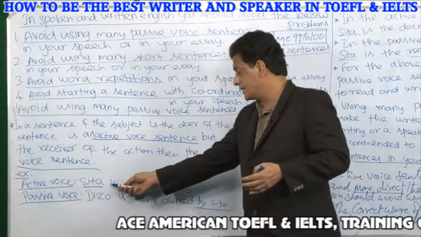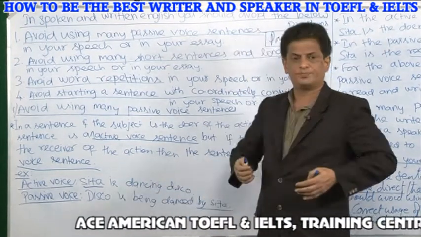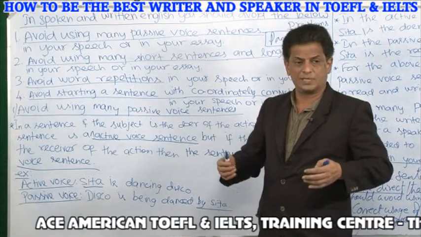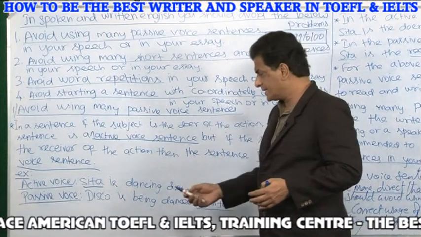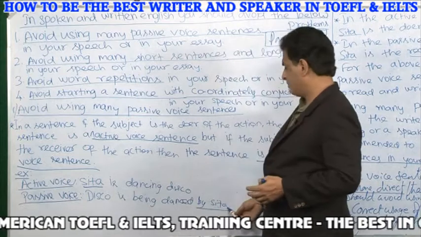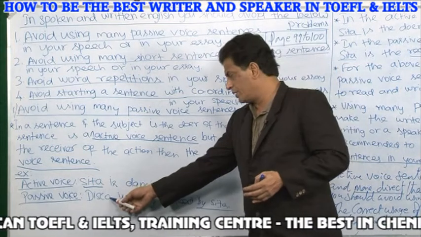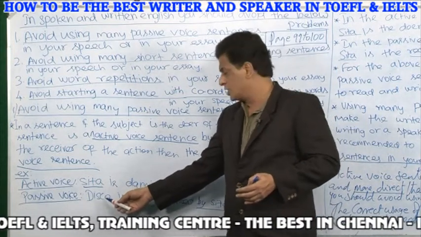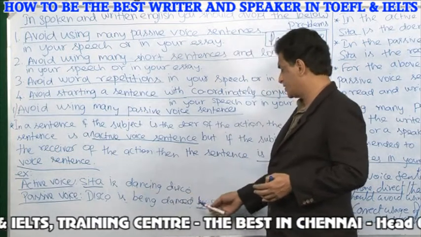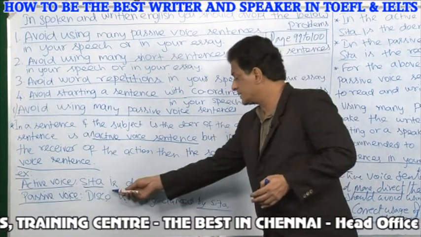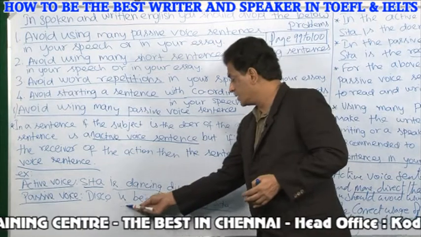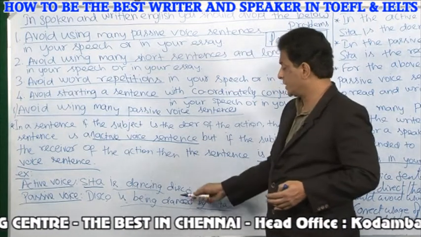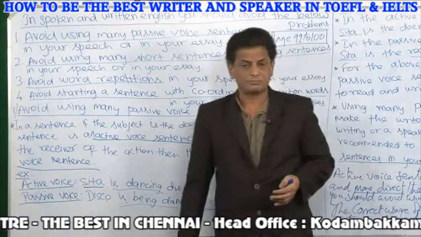For example, Sita is dancing disco, a disco dance or rap dance or Bharatanatyam. So, what is a passive? Sita comes behind here, by Sita. So, disco comes before, at the start of the sentence. So, disco is being danced by Sita. Since it is a continuous sentence, you are using is being danced. Danced is a past participle.